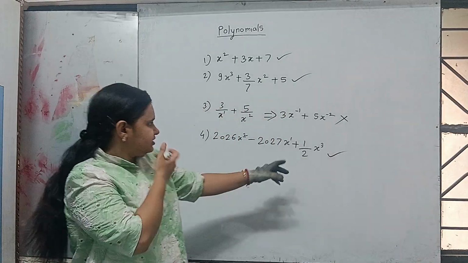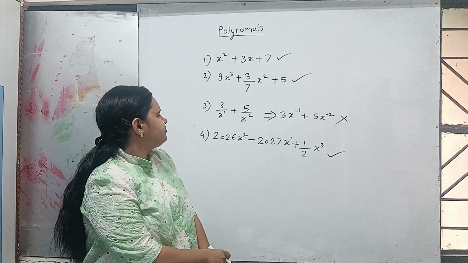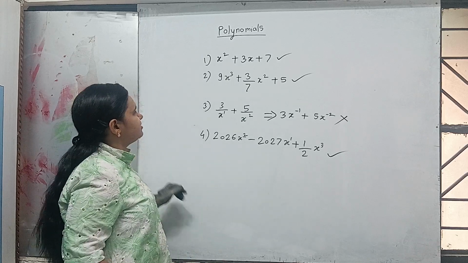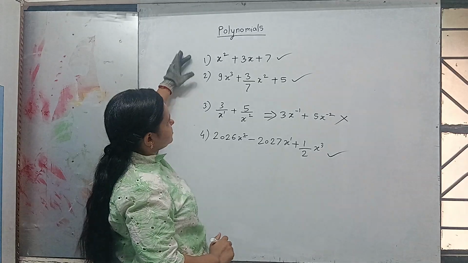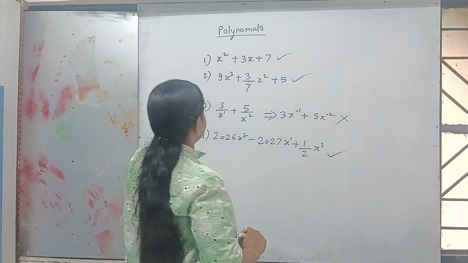We can take numbers as fractions, but we don't want the power of variables as fractions or negative integers. We only want positive integers. So first, second and fourth are polynomials. Okay.